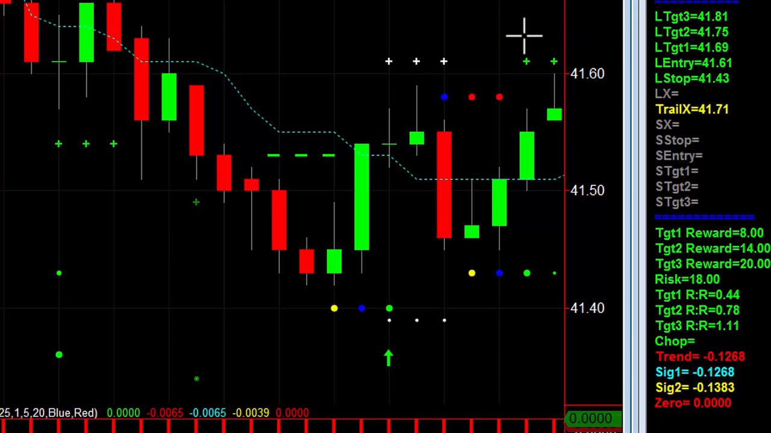I have another setup. Notice the entry is the same, but the targets are a little smaller. The Counterpunch Trader and the Spotlight, which I'll go through in a moment, are self-tuning strategies. They dance with the market.